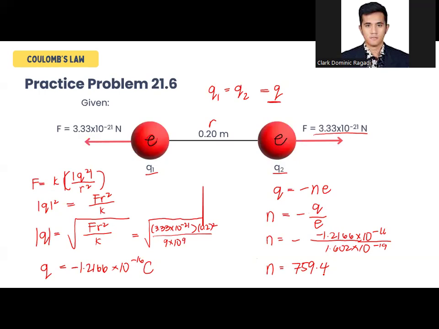But again, we know that charge is quantized, meaning we cannot have a value for n that is not an integer. So we should round this up. So we have the answer 760 electrons. That's our final answer. Again, electrons are quantized, that is why our answer should be in integers. We round up to 760.